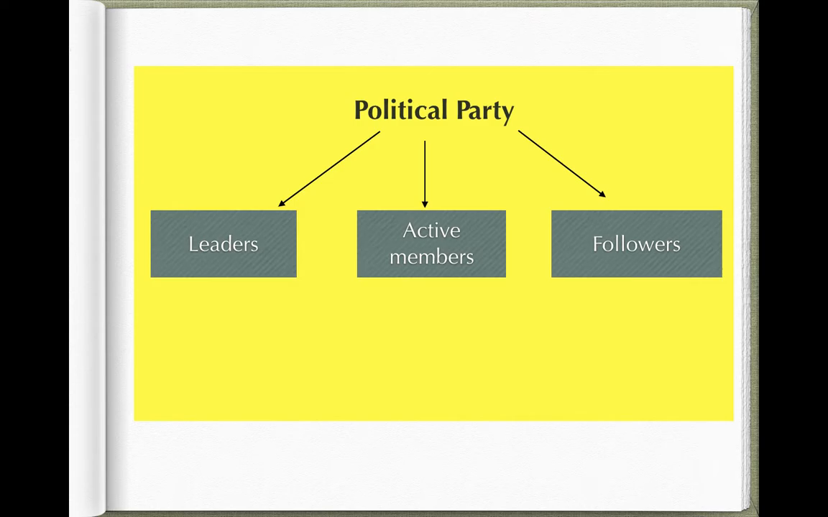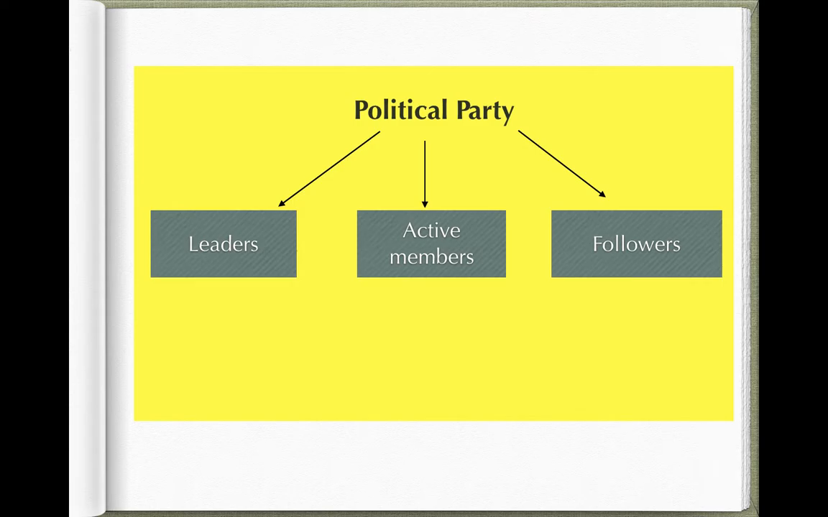Okay, the second important component of a political party is an active member. Now, not everyone can be a leader, right? So there are some members in the political parties who are very active. They are very, very active participants in the political party. So hence they are called the active members. Okay, now the third component, which is also very important, is the followers.